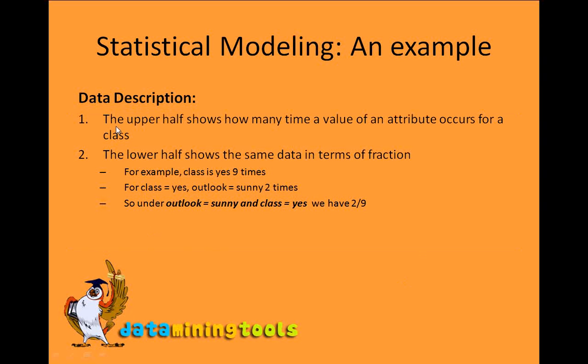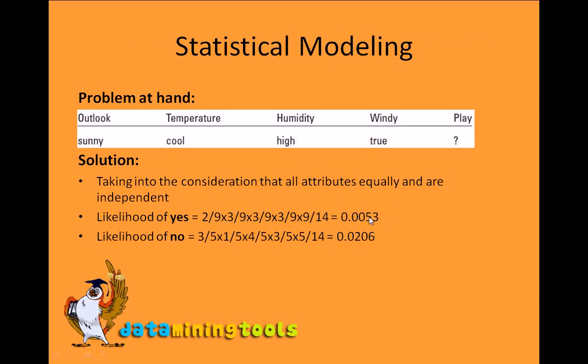Moving ahead. The upper half showed how many times the value of an attribute occurs for a class. The lower half shows the same data in terms of fractions, and we just told you how we get these fractions. Now suppose we have an unclassified instance with the following values: outlook equal to sunny, temperature equal to cool, humidity equal to high, and windy equal to true. Taking our assumptions into consideration, that all attributes are equal and independent, the likelihood of yes equals this fraction. How are we getting this fraction?